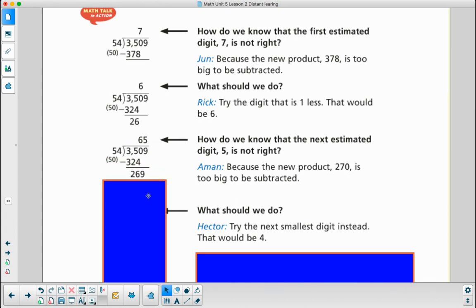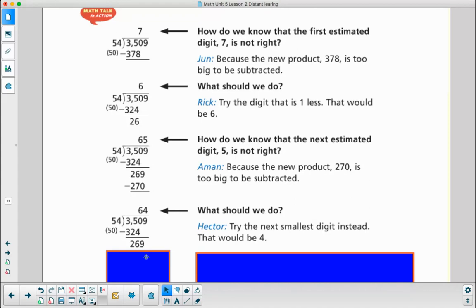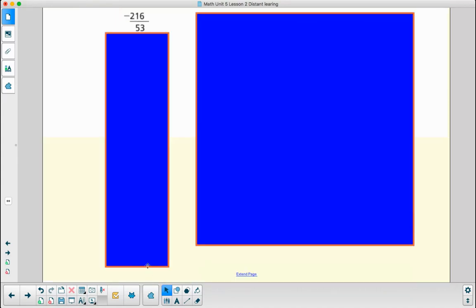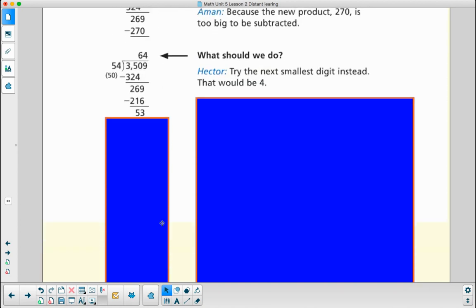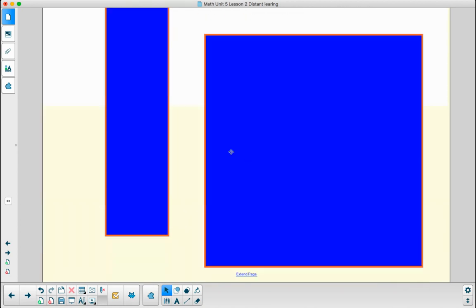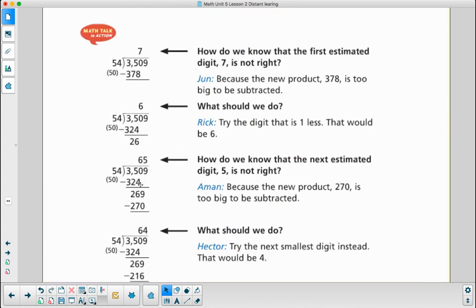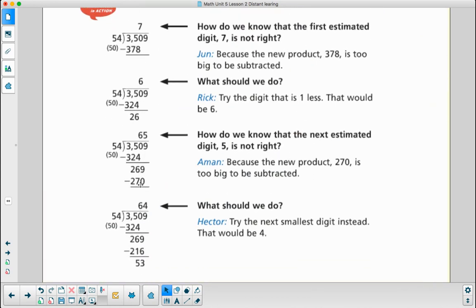I probably should have moved this down. 5 gave us a product too large. Notice it is just 1 too large. But when we tried 4, how come this one doesn't snap me down? Oh, there it is. Then when we tried 4, it gave us a product that could be subtracted, and that's what it did, it left us just 1 too large. All right. So you can look back at this, it shows you step by step how it all works, or you can listen to the video that I made.